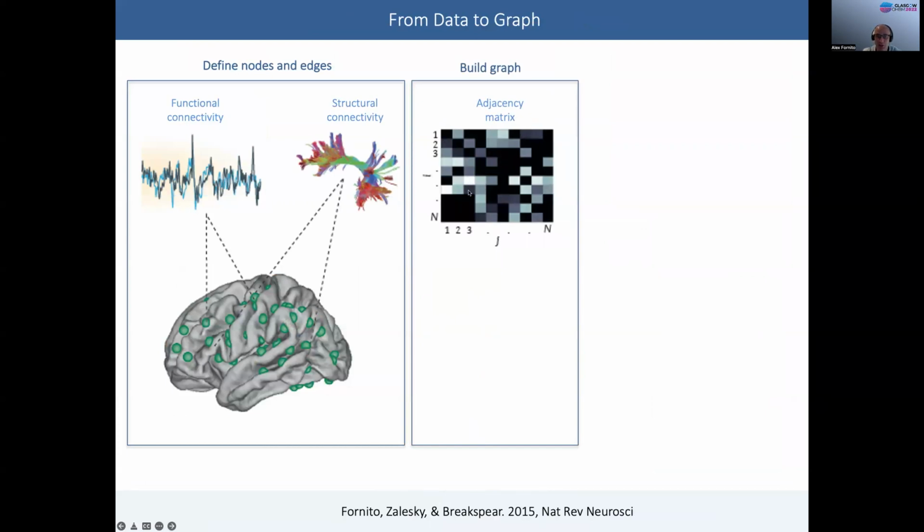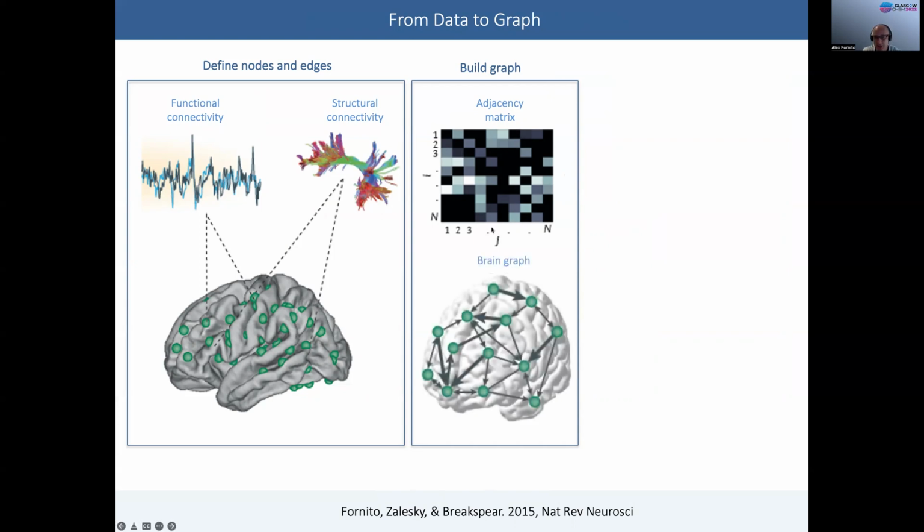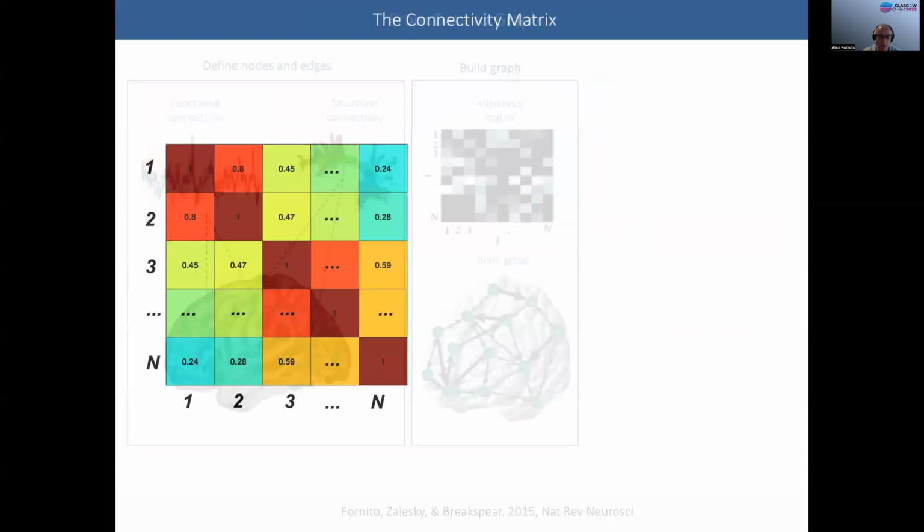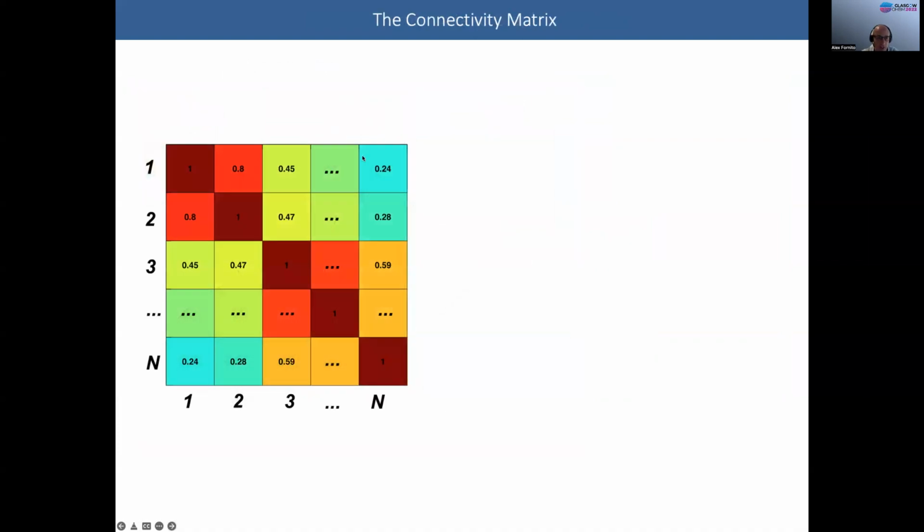So here, each row and column represents a different region, and each element corresponds to the type of connectivity between pairs of regions. And with this matrix, equivalently, we can generate a graph-based representation of the network, where we've got the locations of our nodes and we draw an edge between them if there's a connection between them in the matrix. So I'm just going to focus a little bit more on the properties of the adjacency matrix.